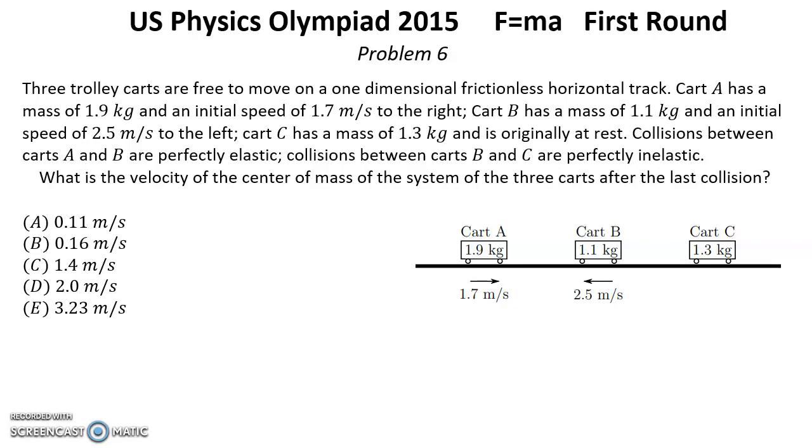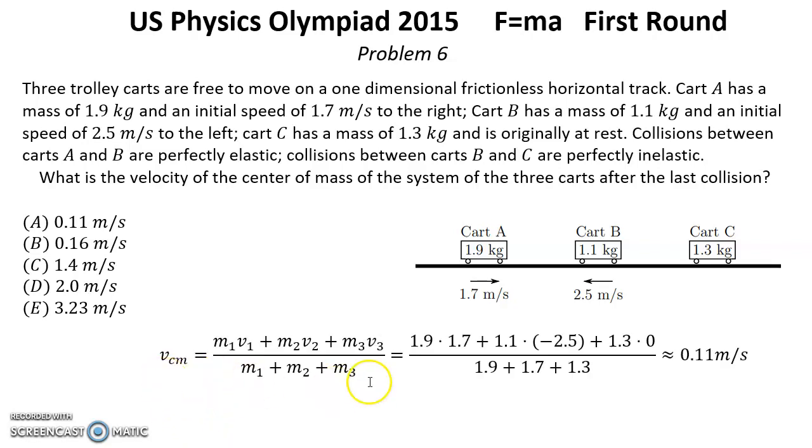amount of collisions. So we can count just the velocity of the center of mass before all collisions. That will be this formula, which is the total momentum divided by the total mass, which after all calculations will be about 0.11 meters per second, which is answer A.